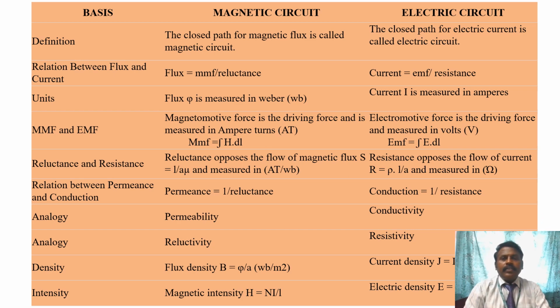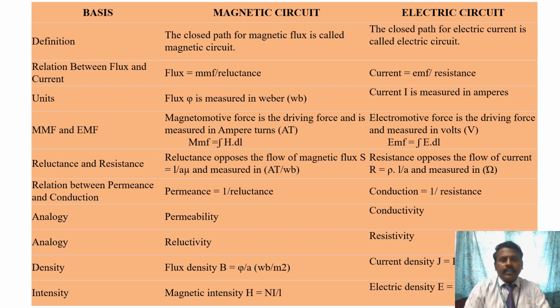Then the comparison between magnetic circuit and electric circuit. We all know the definition and the relationship. In a magnetic circuit we talk about flux, and in an electric circuit we talk about current. Here flux is represented in Weber, and current is represented in amperes. Then the corresponding mmf equation: in a magnetic circuit it is the magnetomotive force, in an electric circuit it is the electromotive force.